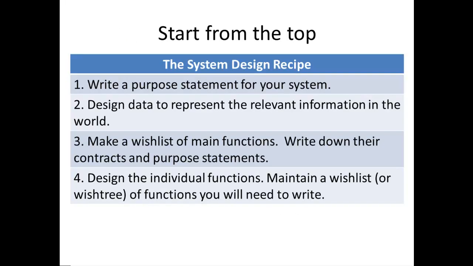Start from the top, the system design recipe. Write a purpose statement for your system. Design the data to represent the relevant information in the world. Make a wish list of main functions, write down their contracts and purpose statements, and then design the individual functions. Maintain a wish list, or I like to say a wish tree, of functions that you'll need to write.